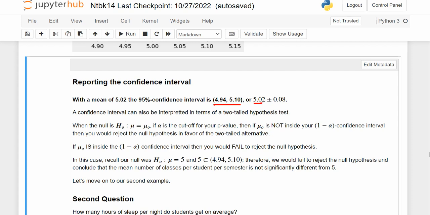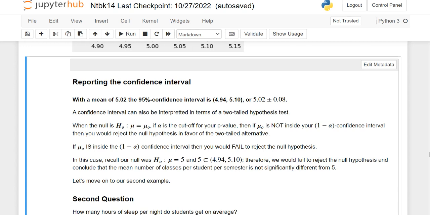How do I find this? Well, this number is halfway between the endpoints. And then I can subtract the 5.1 minus the 5.02 to get the 0.08. So it's not a big deal to convert back and forth between them.